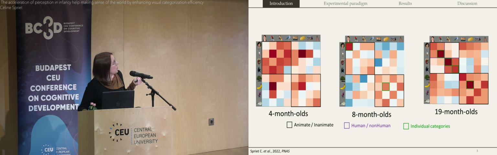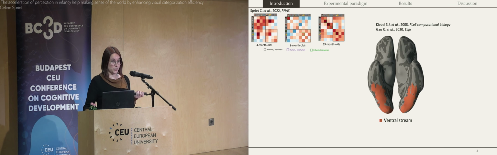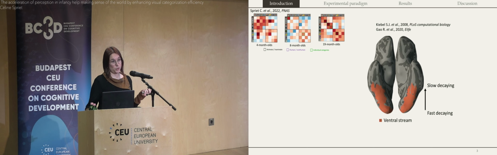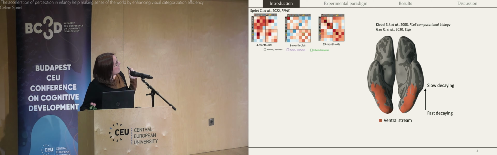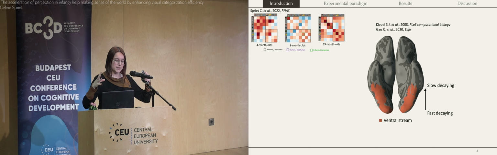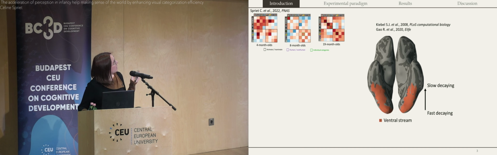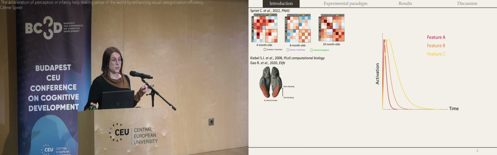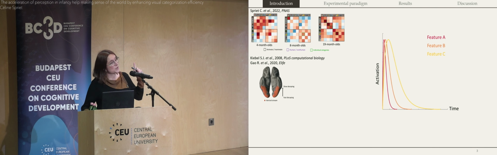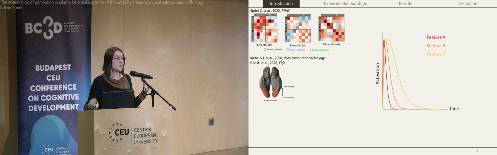Now, those features, we know from the literature, are encoded into the ventral stream, right, in adults. And in the ventral stream, we would have a hierarchical temporal hierarchy, so that the features that are encoded in the most posterior areas of the ventral stream would be the ones that decay the fastest, while the ones that are encoded in more anterior regions of the ventral stream are the ones that decay the slowest. So if we represent the activation of 3 different features across time, here we would have the feature C in yellow that would actually be encoded in the most anterior region.